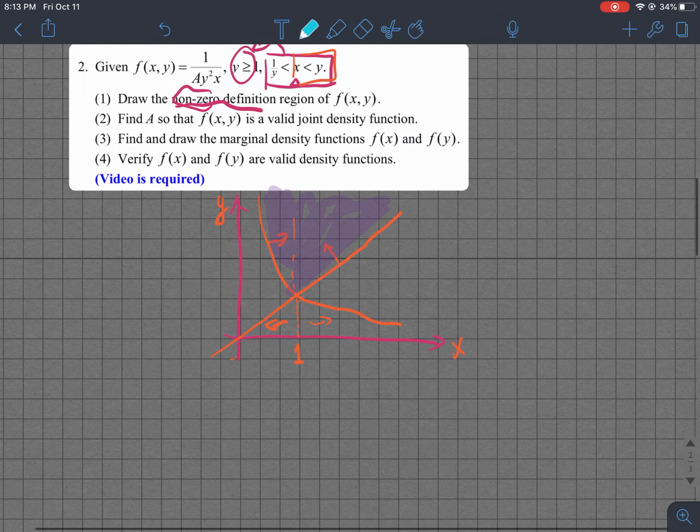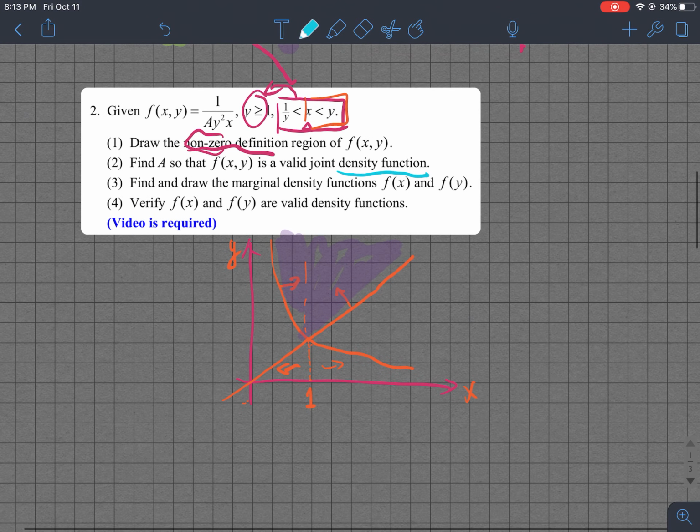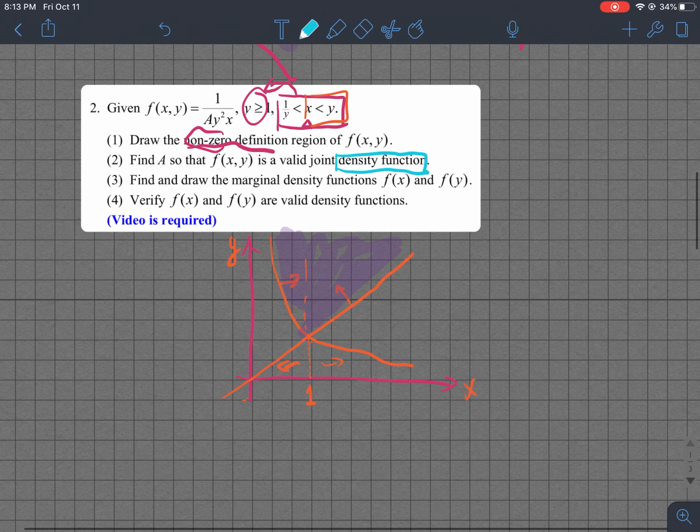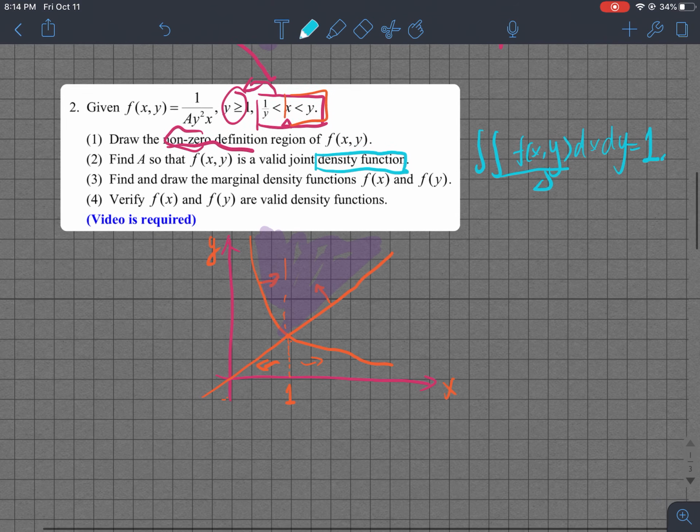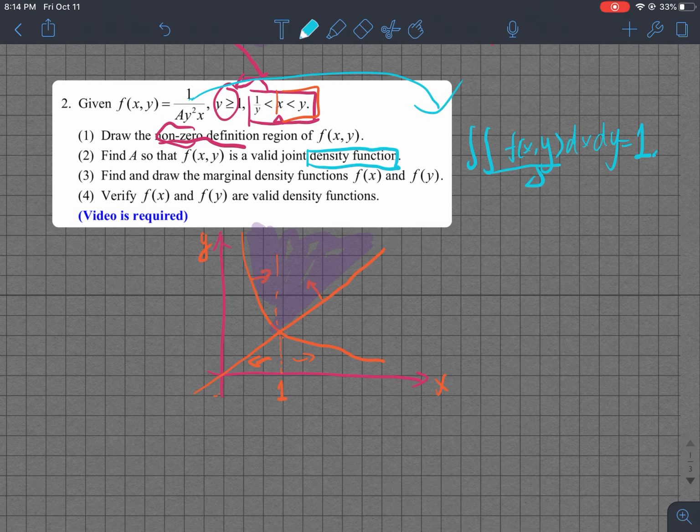And then for question 2, the density function also obeys the rule that the integral of this function, f(x,y) dx dy, needs to equal 1. So basically we need to compute the integral of this function here. And we know that we need to separate it, with y from 1 to infinity.